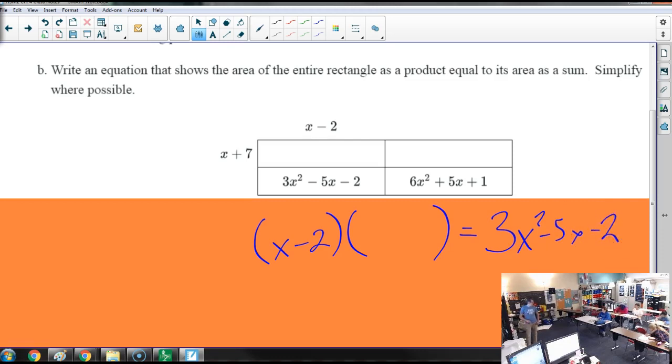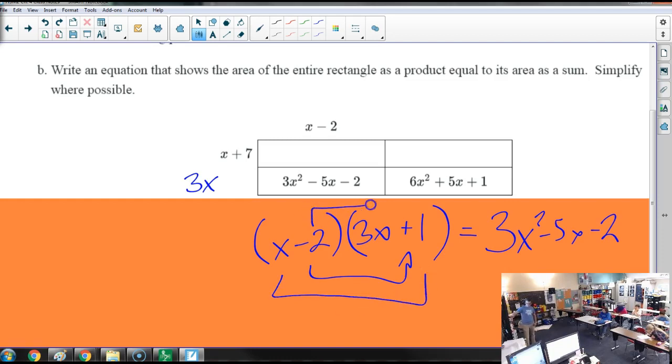So, hey, we can solve this, and it's not even that bad. If we have 3x squared, this has to be 3x, the other one that we're solving. And if this is negative 2, this would have to be positive 1. And then let's check, does that give me negative 5? Well, outer plus 1, inner negative 6. Ooh, that works. So 3x plus 1.